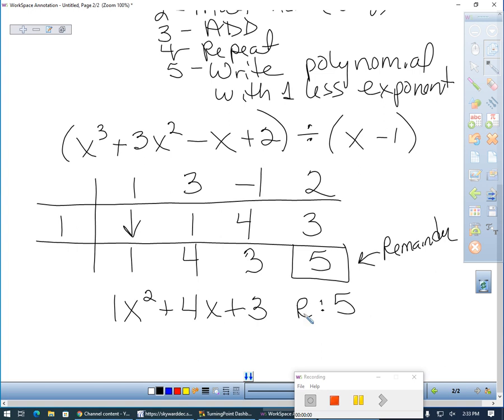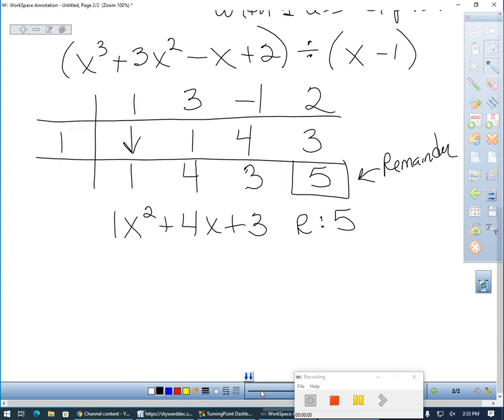So what we did in that long division problem, we just put in that much. These are the coefficients of our new polynomial. We go 1 less than the exponent. It was x to the third, so now it's going to be x squared. So 1x squared plus 4x plus 3. That last column is your remainder.